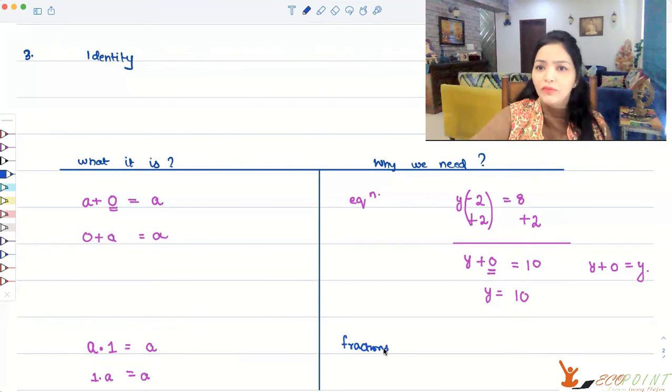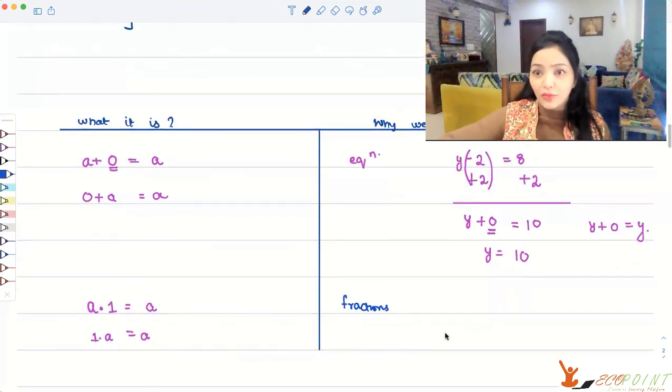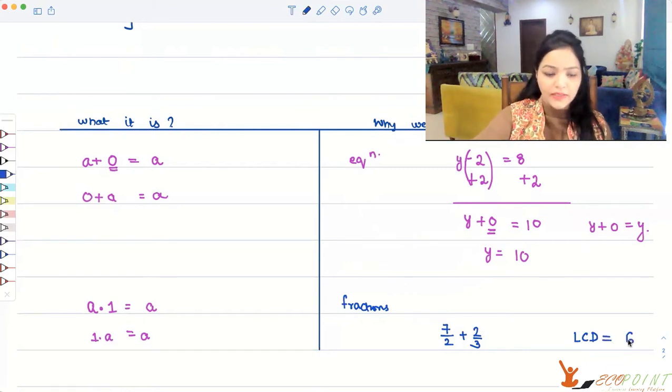So we blatantly use it in fractions. How? Let me just make you realize what we actually do. Suppose you have 7 upon 2 plus 2 upon 3. Now, clearly, the least common denominator, LCD, is equal to 6 here, right? It is 6.